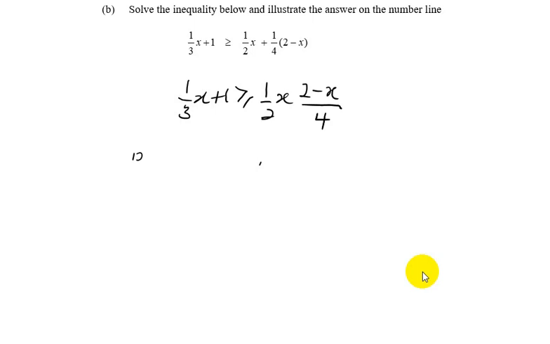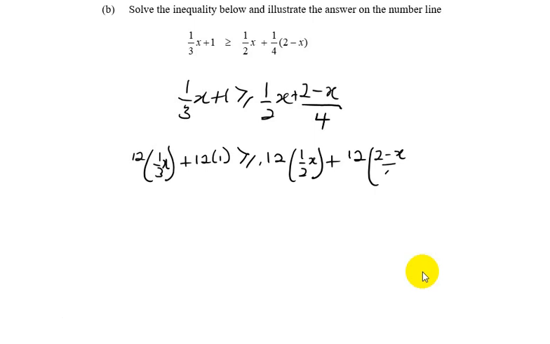So we are going to get 12 multiplying 1 over 3x bracket close plus 12 multiplying 1 greater than or equal to another 12 multiplying 1 over 2x bracket close, plus another 12 multiplying 2 minus x on 4. Now let's do some cancellation. 3 goes into 12 four times, 2 goes into 12 six times, and 4 goes into 12 three times.